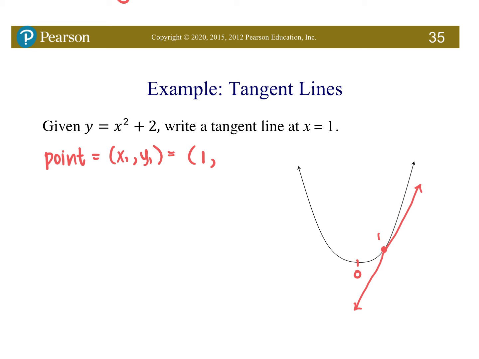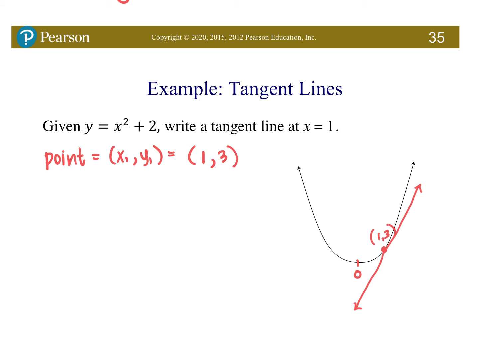How do you find the y coordinate? Just plug the 1 into the equation. And what do we get? 3. Okay, so there's my point. My point I'm skimming off of is (1, 3).